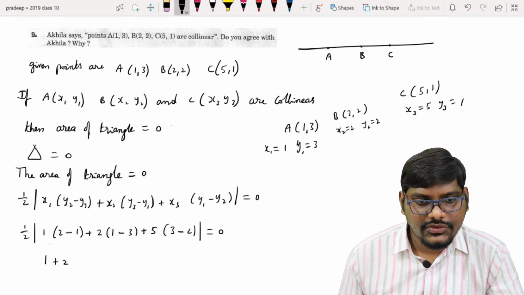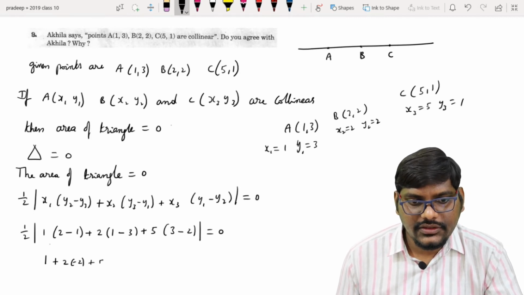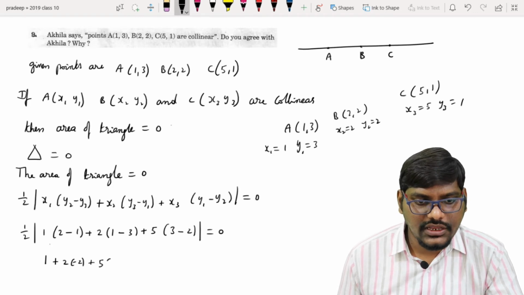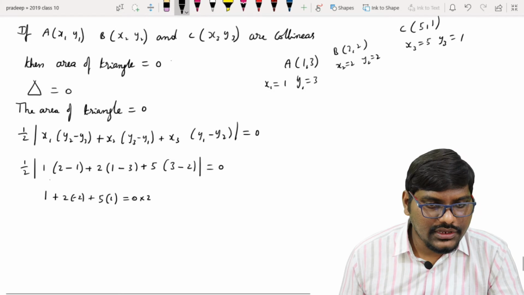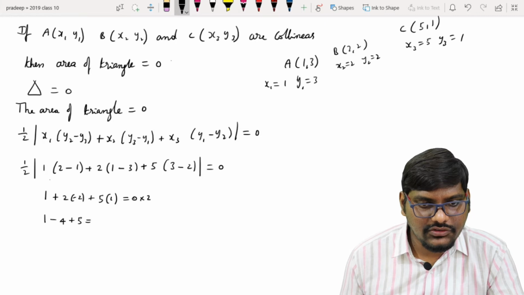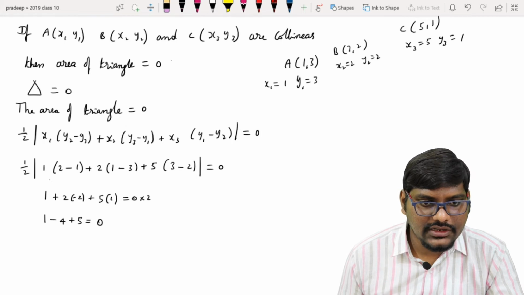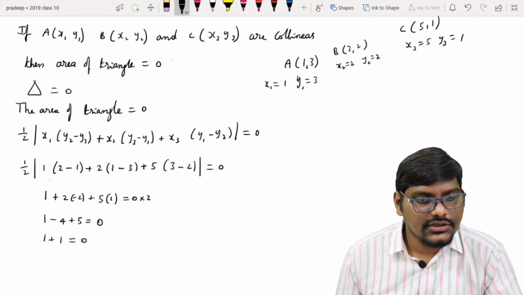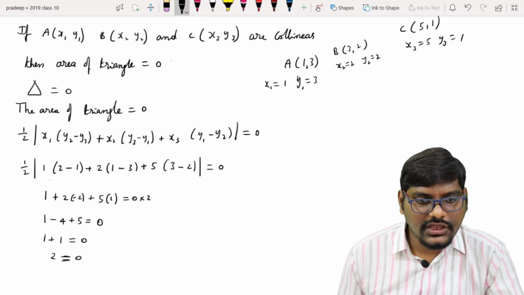So plus 2 into (1 minus 3), which is only minus 2. Then here 3 minus 2 is only 1, so this is multiplied by 5 and 0 into 2 is 0. So I can simply write this as 2 into 2 is 4, that is minus 4, plus 5, equal to 0 into 2, which is again 0. So this is minus 4 plus 5, that is only 1. So 1 plus 1 equal to 0? Now 1 plus 1 is nothing but 2. So 2 is actually not equal to 0, right?